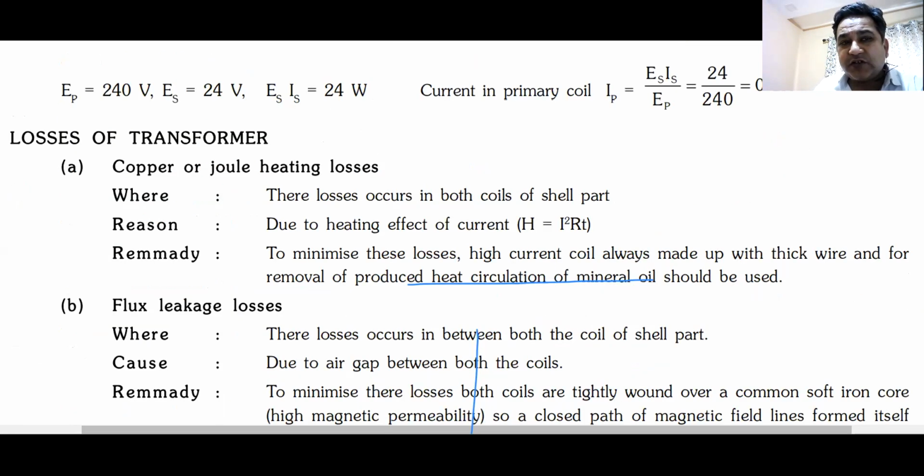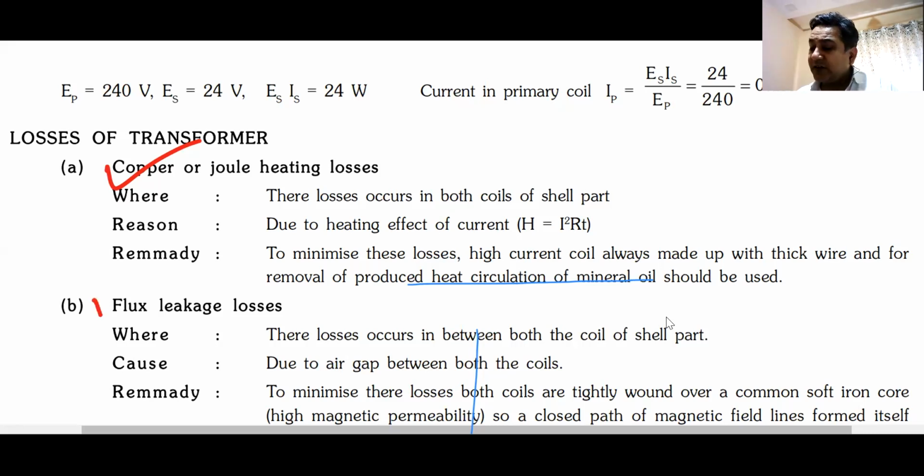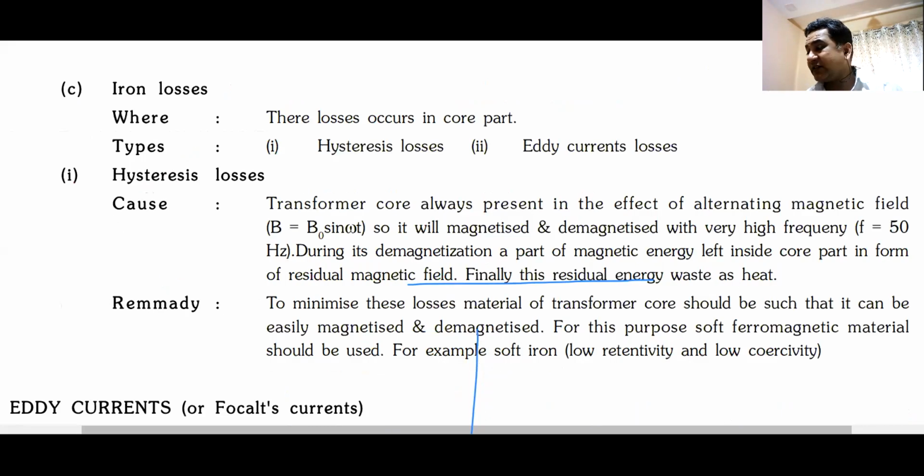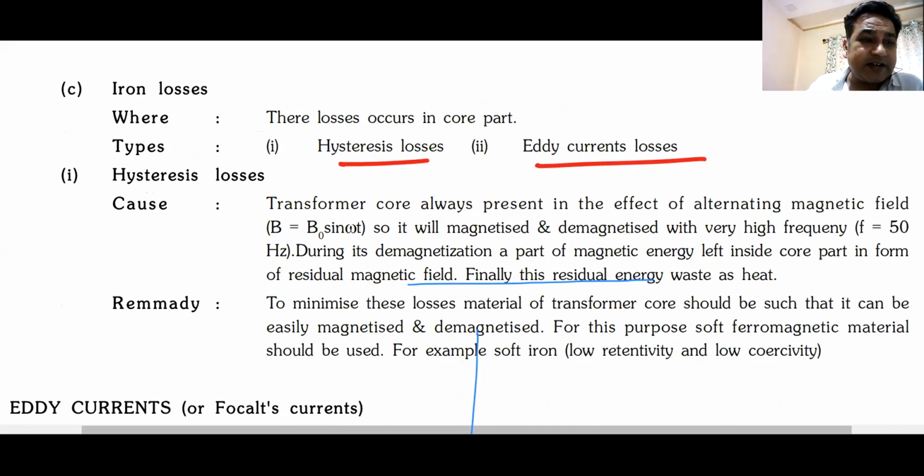Then there is a small portion on the losses of the transformer. There is copper loss, or heating loss, because of current flowing. Then flux leakage loss: why is there flux leakage loss? Flux linking the primary and flux linking the secondary are not the same. Some flux is always lost. So these are the flux losses. Then there are iron losses. Iron losses consist of two parts: hysteresis losses because of the hysteresis curve, and eddy current losses because of eddy currents being generated. So you must go through this.